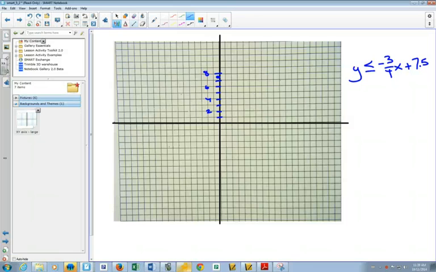Means my rise over run is negative 3/4. If I do my rise first, I can go down 3, 1, 2, 3, then over 4. That would get me to this point. I could do that again, go 1, 2, 3 down, and over 4 and get me another point. Solid line or dotted line? Solid line.